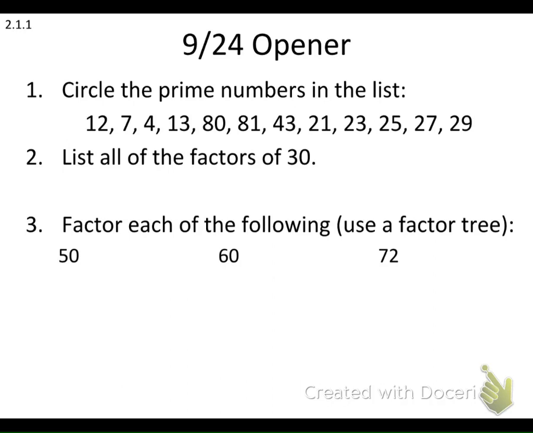Now, when I asked what are the factors of 12, you guys looked at me like I was speaking a different language. Factors mean 2 numbers you can multiply together to get the product, the answer 12. So what are some factors of 12? 3 and 4. What else? 2 and 6. What else? There's 2 more factors.